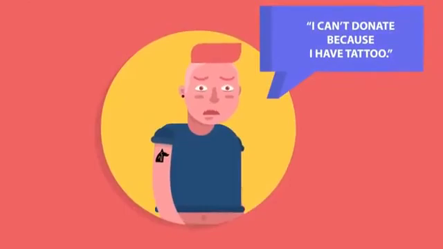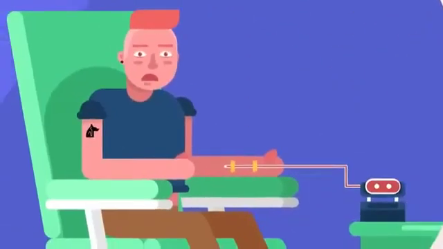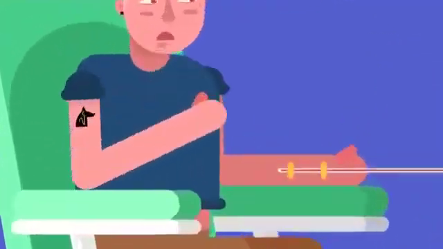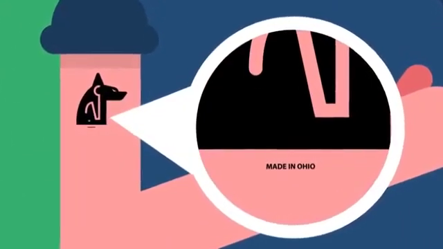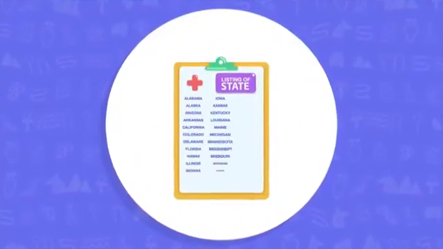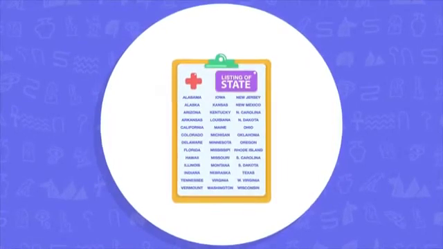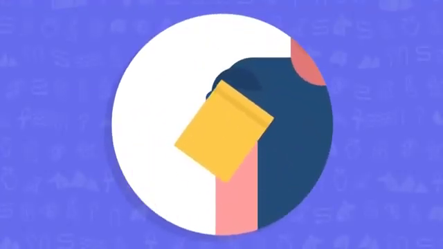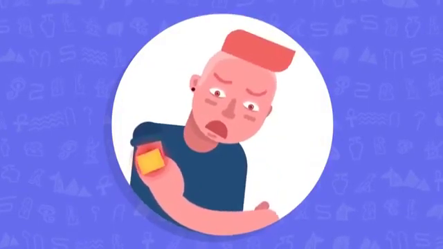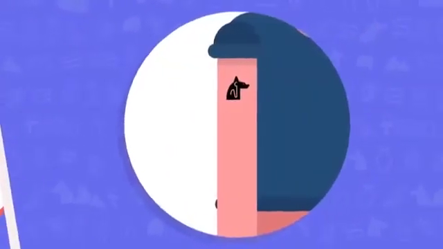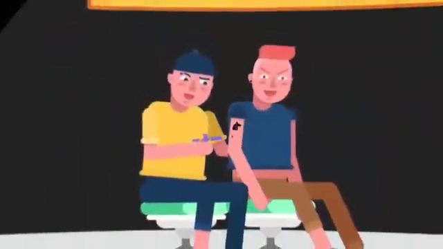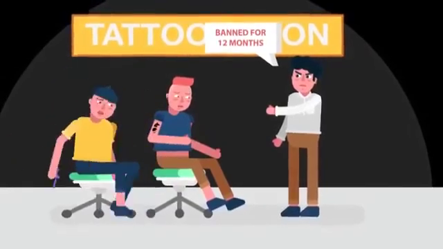I can't donate because I have a tattoo. Donors who have a tattoo or permanent makeup may donate if it was performed by a licensed tattoo artist in Ohio, Kentucky, or Indiana. A complete listing of acceptable states can be provided upon request. The tattoo site must be clean, dry, and pain-free, or the donor is deferred until the site is healed. If the tattoo or permanent makeup was not applied by a licensed artist, donors are deferred for 12 months from the date of the application.